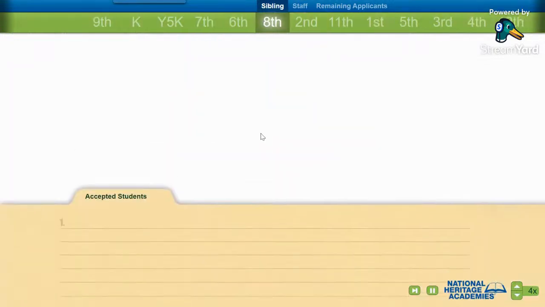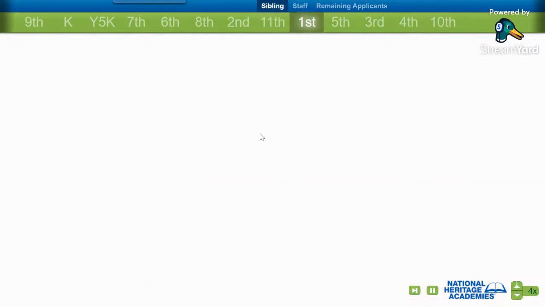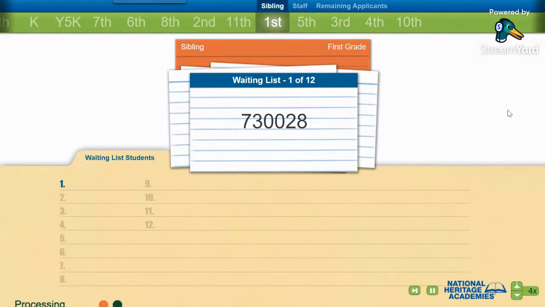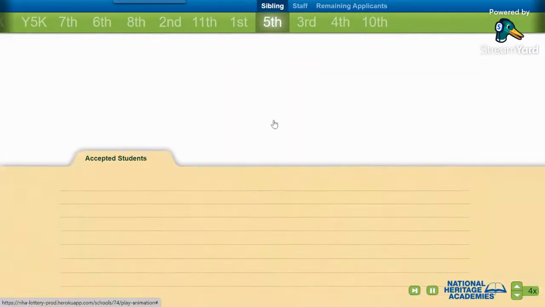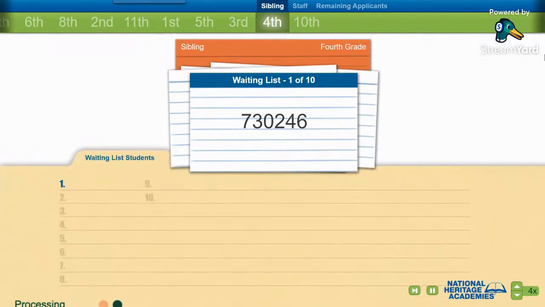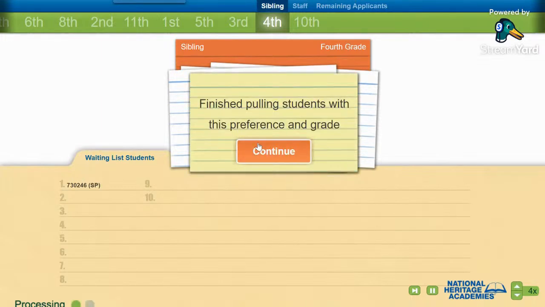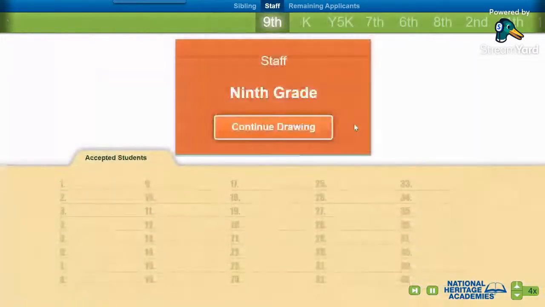Okay, moving on to 6th grade, none there. No one in 8th grade, none in 2nd, none in 11th. Okay, in 1st grade, we are also forming a waiting list in 1st grade. So these siblings will go on the waiting list with preference. None in 5th grade, none in 3rd, none in 4th. Oh, yeah, we have some in 4th. We'll go on the waiting list also with sibling preference because we have no seats available. And then 10th grade, none there.